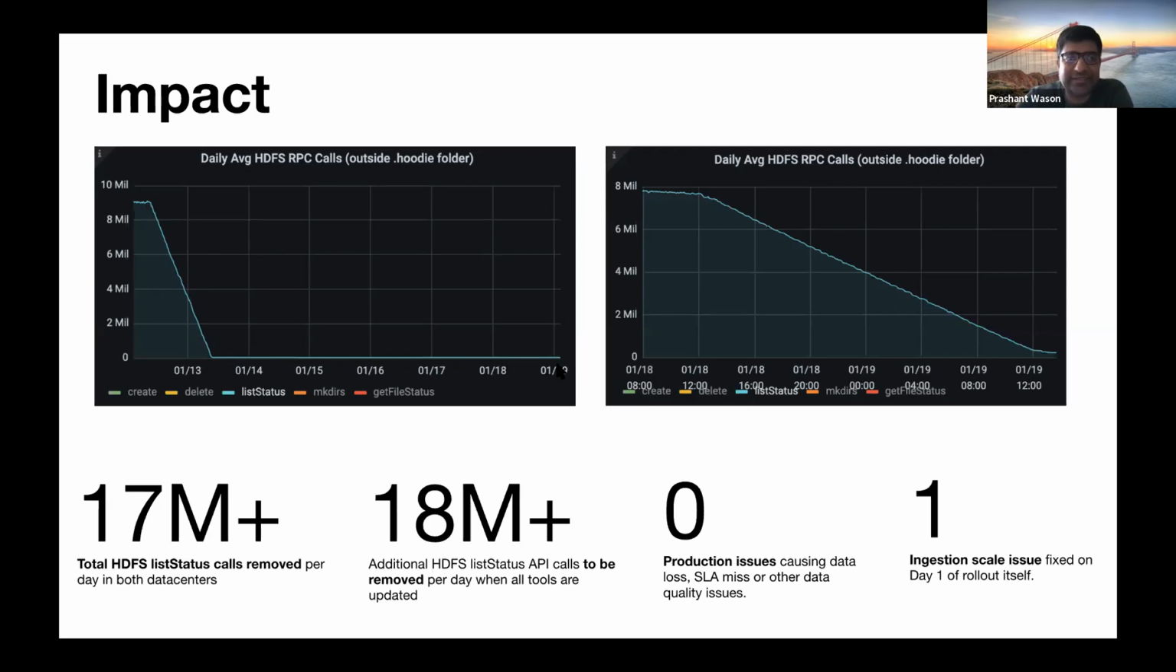And this is only tracking the list status calls outside the .hudi folder. So the .hudi folder is not covered through the metadata table as yet. So this shows you the immediate impact of enabling the table. We have already removed 17 million plus list status calls from our data centers. And we are on track to remove a large number of other ones as we roll out to other tools and features. We faced zero production issues or SLA misses or any data quality issues during this rollout.